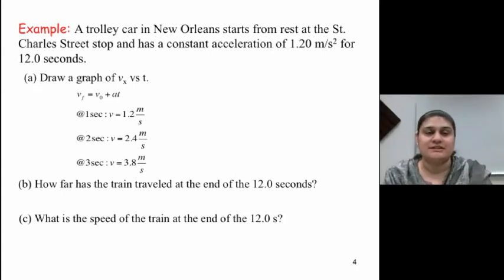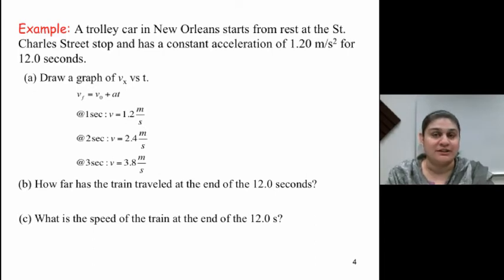So now let's look at an example. A trolley car in New Orleans starts from rest at the St. Charles Street stop and has a constant acceleration of 1.2 meters per second squared for 12.0 seconds. Draw a graph of velocity versus time.